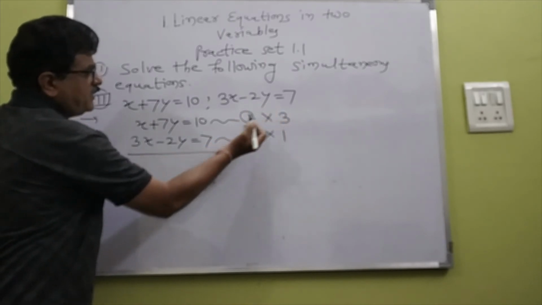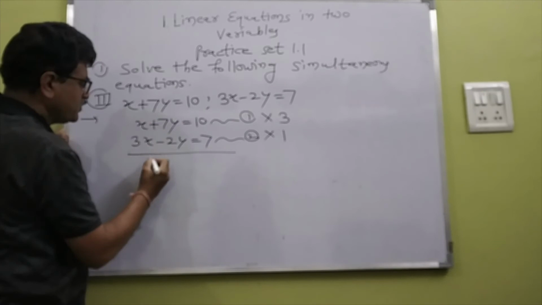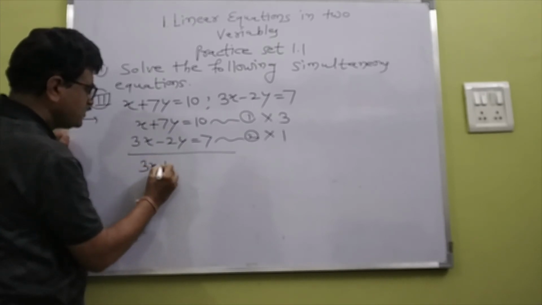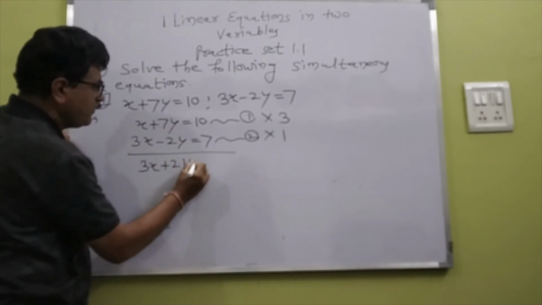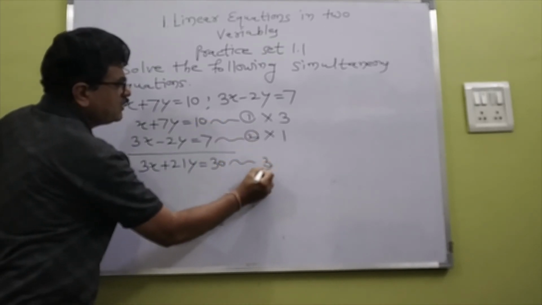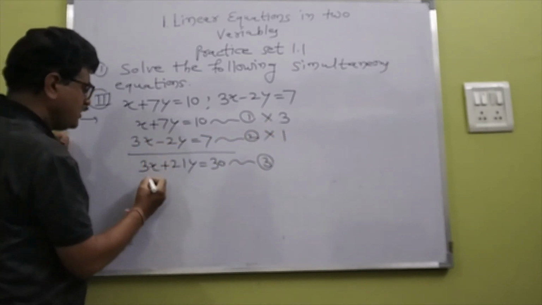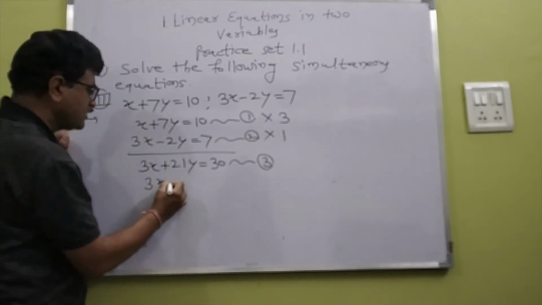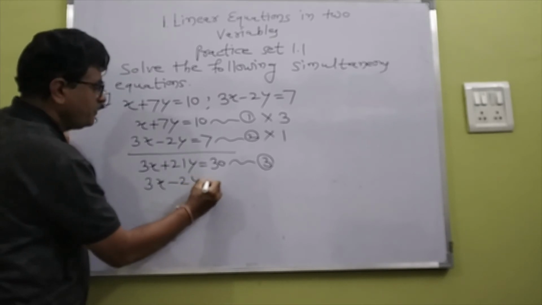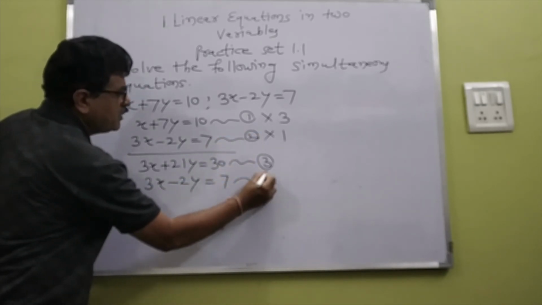Now, multiplying each term by 3, 3 into x is 3x, plus 3 into 7, 21y is equal to 30, equation number 3. Multiplying each term by 1, 1 into 3x, 3x minus 2y is equal to 1 into 7 is 7, equation number 4.